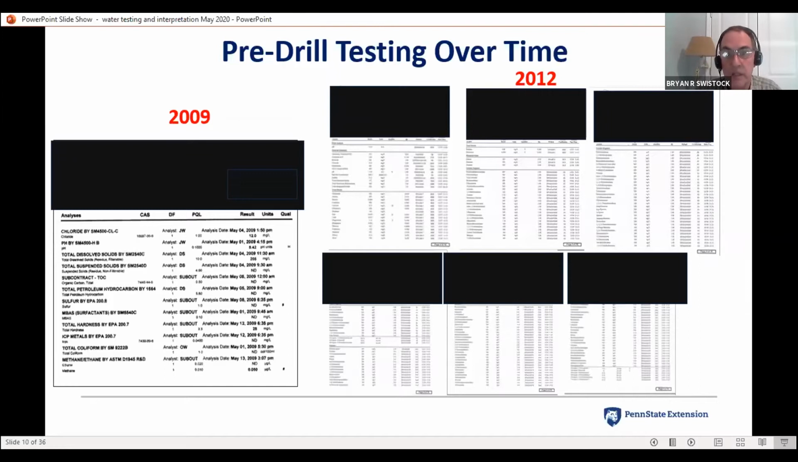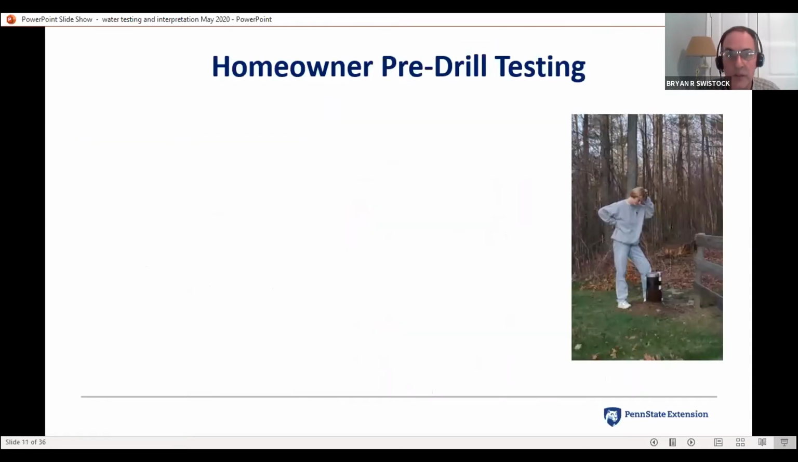Here in Pennsylvania, it's changed a lot over time. On the left there was a typical pre-drill water test from 2009. A lot of them were one page, and they were maybe a dozen different parameters. By 2012, on the right, you see 6 different pages there, and that's just some of the packet of water test information that was given to the homeowner. These days, some of these pre-drill tests are 30 and 40 pages long, with lots and lots of different parameters. So the list of parameters has increased, and the complexity of the water testing and the documentation of the water testing has definitely increased dramatically over the last 5 to 10 years.